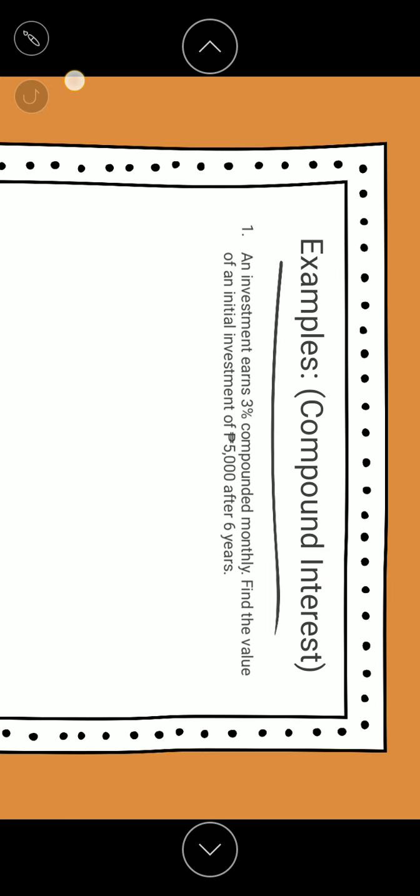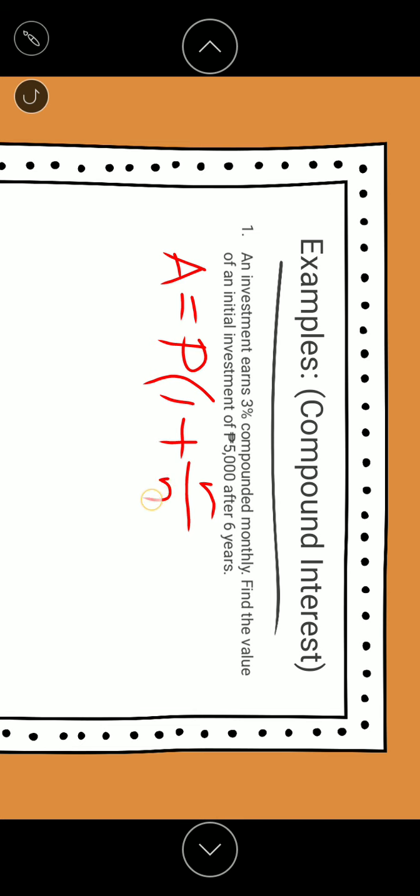So we have A equals P times 1 plus R over N, close parenthesis, to the power of N and T. A stands for the future value, P for principal, 1 is the constant number in the formula of compound interest, R is the interest rate, N is the number of times compounded in one time or 1 year, then T is time.